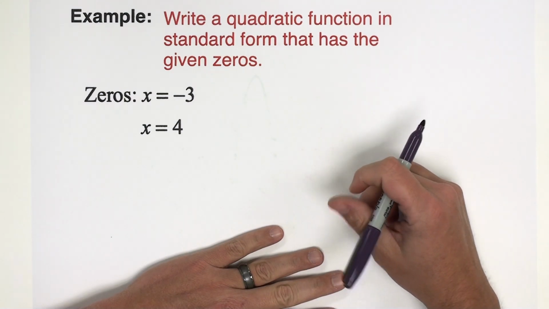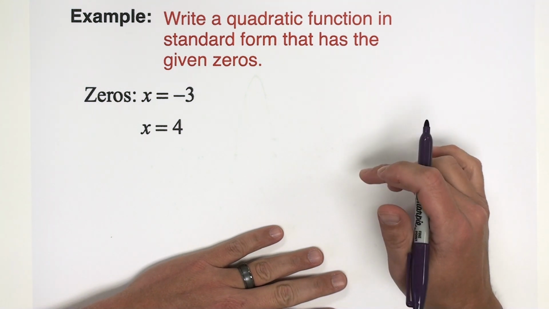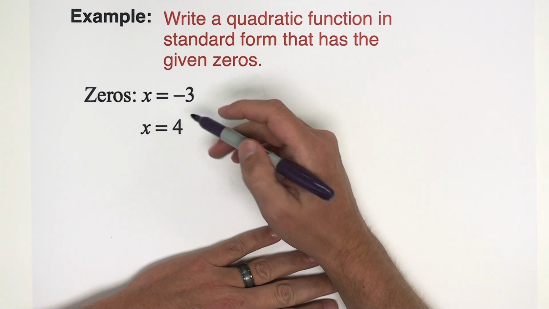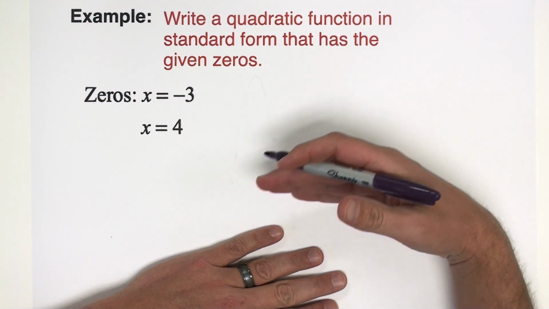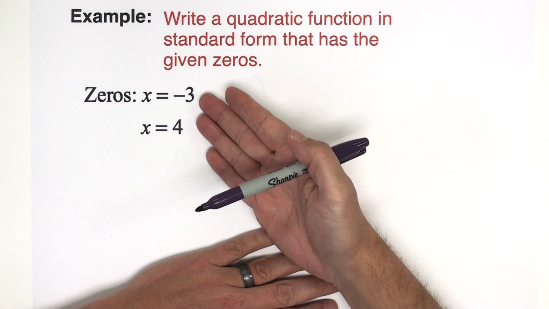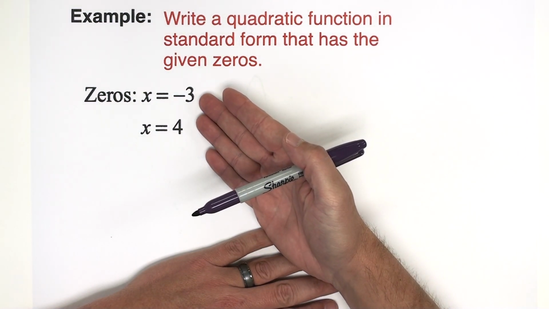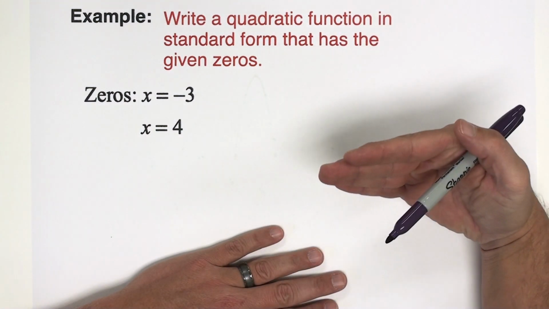All right, we're going to change it up a little bit in these directions. We're asked to write a quadratic function in standard form that has the given zeros. So essentially we're kind of like working backwards. Instead of finding the value of x that solves the equation, we have the values of x that solve the related equation that relates back to the function. So I'm just going to reverse the process, okay?